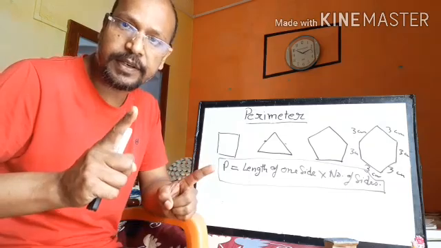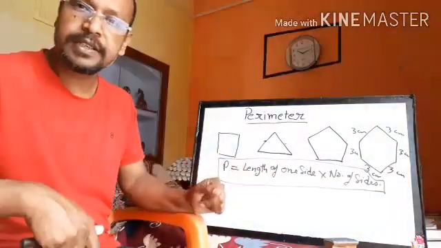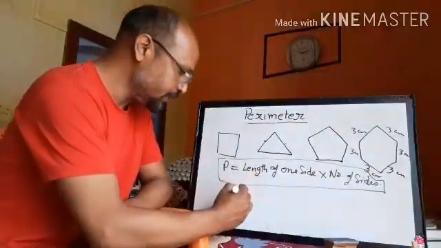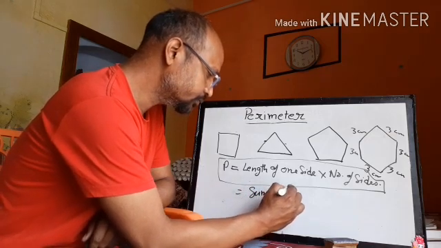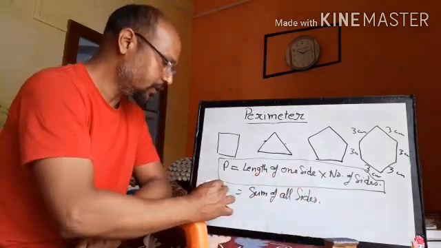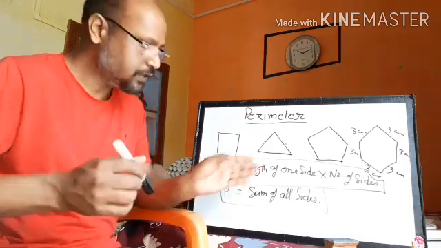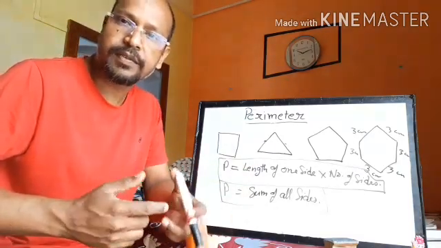Right? Regular figure means having all sides equal. So length of one side into number of sides. Either you can write it as sum of all sides. So in such way you are able to find the perimeter of any regular figure.